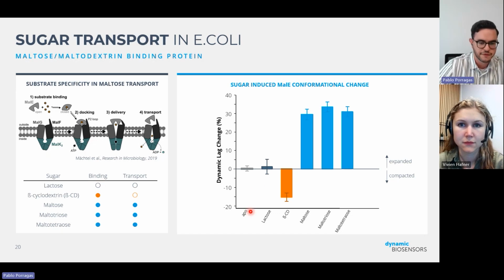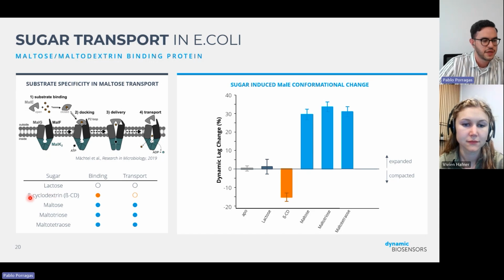So what we did is first to inject just buffer into the system to make sure, again, that we have no conformational change when we just have buffer introduced into the system, and we see no dynamic lag change, which is a good sign, means that our experiment is working as designed and we're not measuring any artifacts here. Then when we inject the sugar that should not bind this MAL-E protein and should not change its conformation, we get a very similar value here than we do in the case of just buffer, which matches very well to the functional data where this lactose sugar isn't binding to this MAL-E complex and causing this conformational change here.